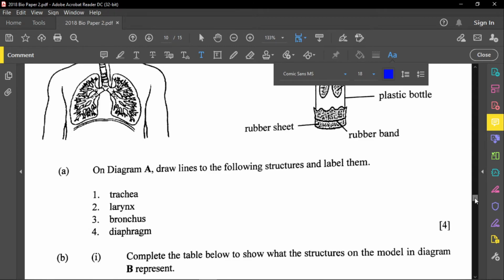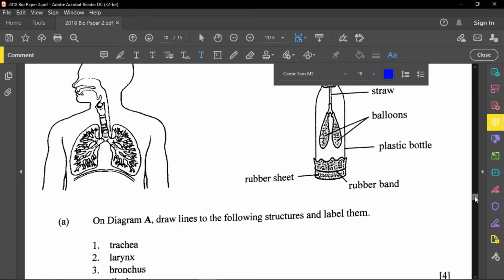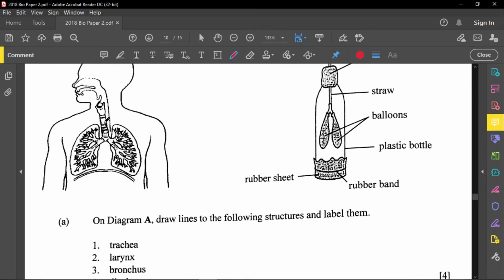All right, so let's label these now. Let me draw my lines first to be easier for me when I finish. So my trachea will be there. Bronchus is the branch of the trachea, so that will be one of the branches. And then the larynx, which is right here, which is the voice box. And the other one is the diaphragm. So diaphragm is at the base right here.